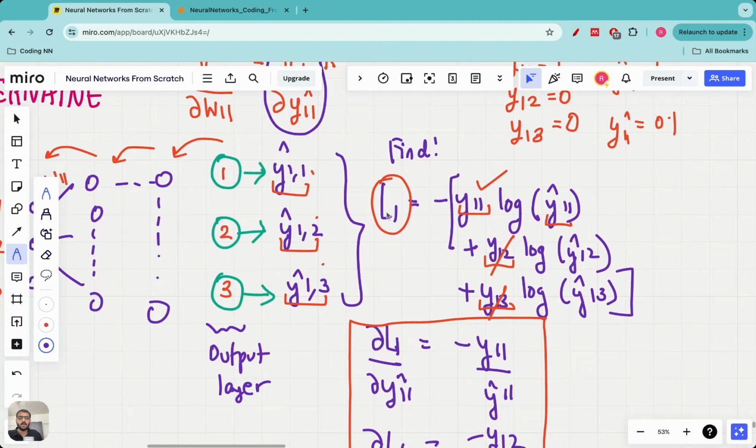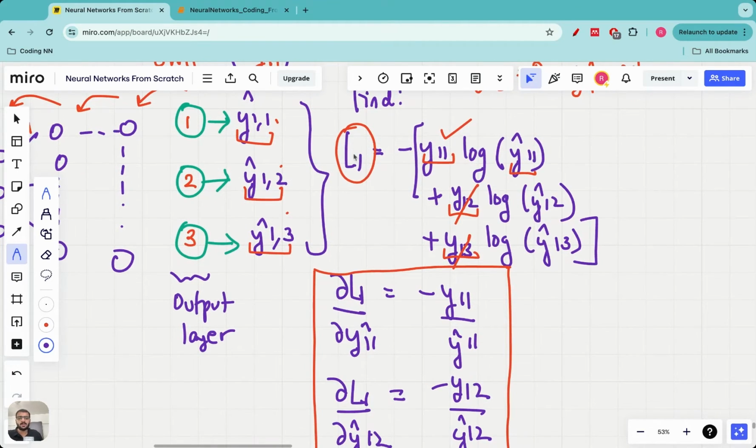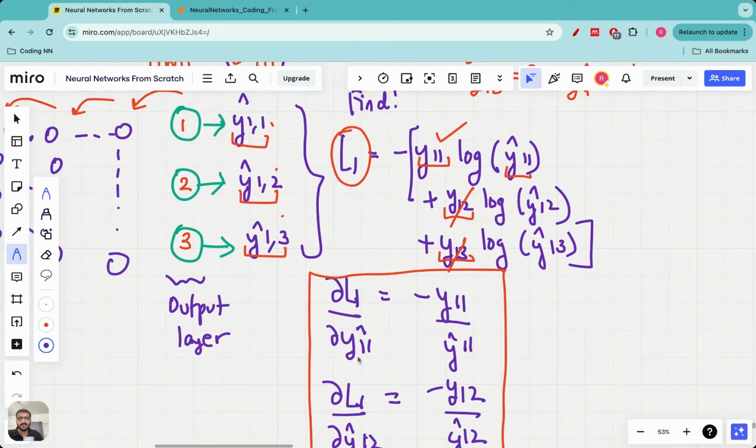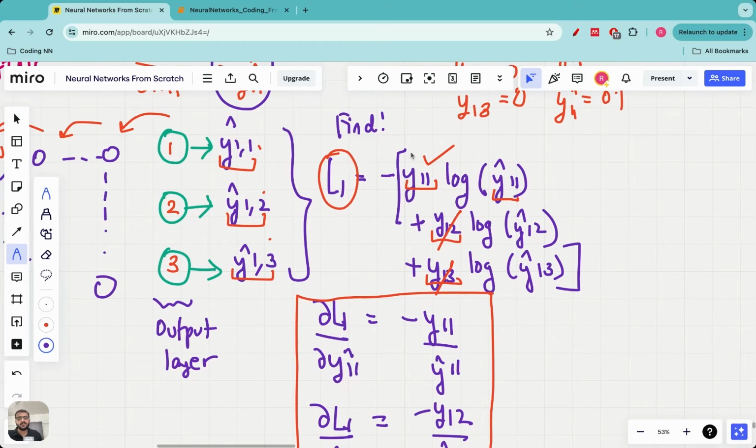So let's look at the loss one and its mathematical representation. Loss 1 or L1 is given by negative of y11 into log of y11 hat plus y12 into log of y12 hat plus y13 into log of y13 hat, and we want to find the partial derivative of L1 with respect to y11 hat first. Okay, so first you can see that this term and this term do not have y11 hat, so their partial derivative with respect to y11 hat will be 0. The only term which will survive is the first term.